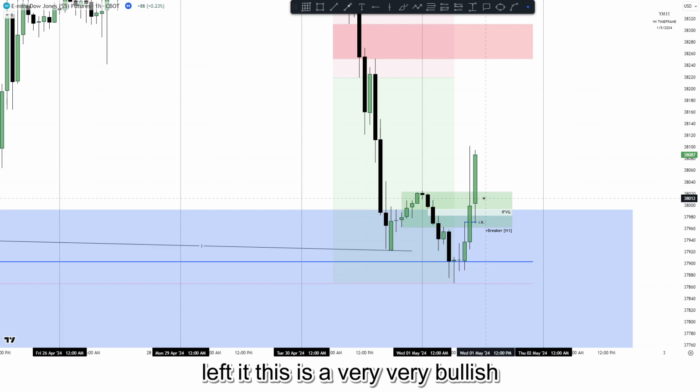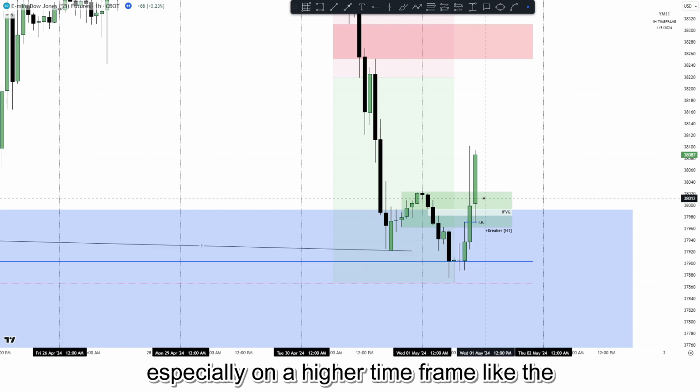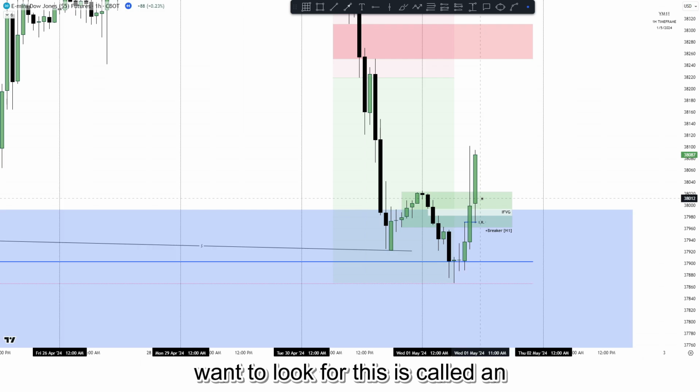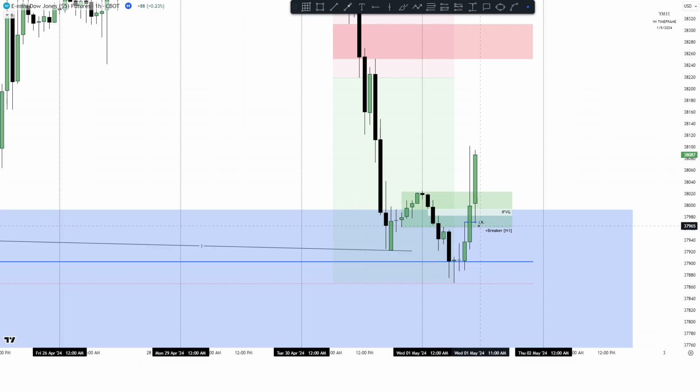This is a very, very bullish signature that you want to look for, especially on a higher time frame like the 1 hour, 4 hour, and daily and weekly time frames. These are very, very good signatures inside the marketplace that you want to look for. This is called an immediate rebalance.